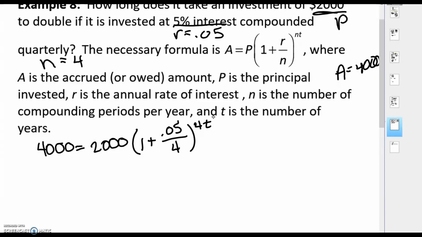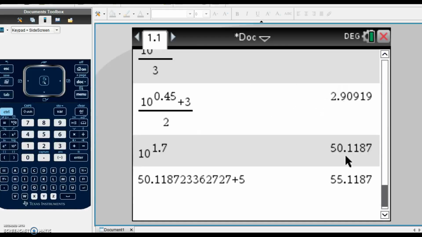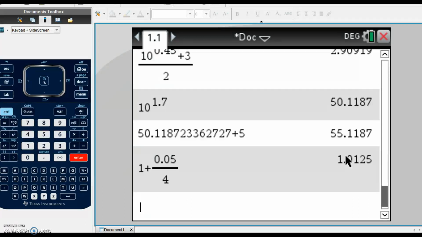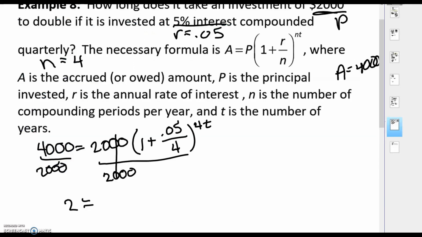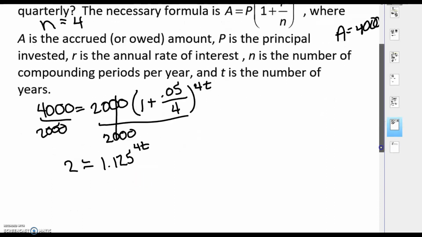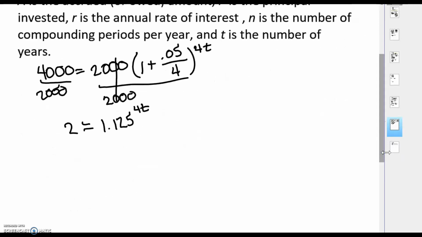So we're going to simplify this a little bit. I'm going to divide the 2,000 off of this side to get rid of it. So those cancel, which leaves us as just 2 equal to 1 plus 0.05 divided by 4. Let's figure out what that is. 1 plus 0.05 divided by 4 gets me 1.0125. Okay, so that becomes 1.0125 to the 4t.